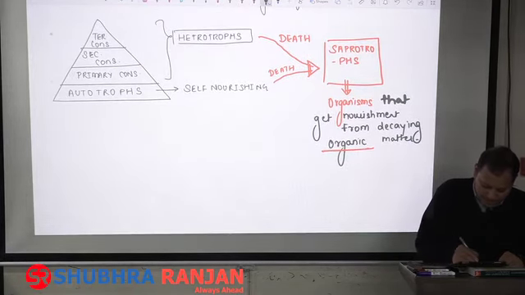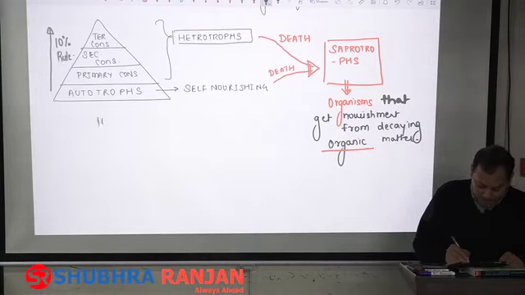And how is the energy transferred here? The energy is transferred from the lower to higher trophic level by the 10% rule. So what is this 10% rule?